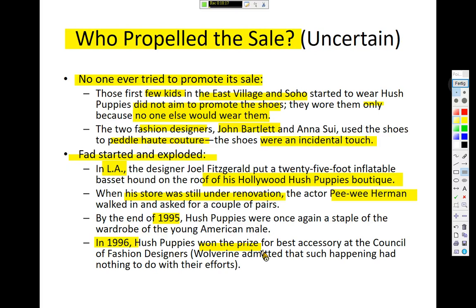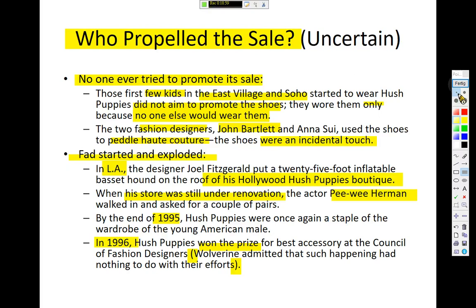And you see the information provided within the parentheses. Wolverine, the company, admitted that such a happening had nothing to do with their efforts. They did not do anything. They did not do anything, but they won the best accessory designer award. So strange, right? The only thing they could do is shrug their shoulders. Wow, what happened to me? What the heck? Is that right? So funny. So who prepared the sale of hush puppies? Don't know. Uncertain. No idea.